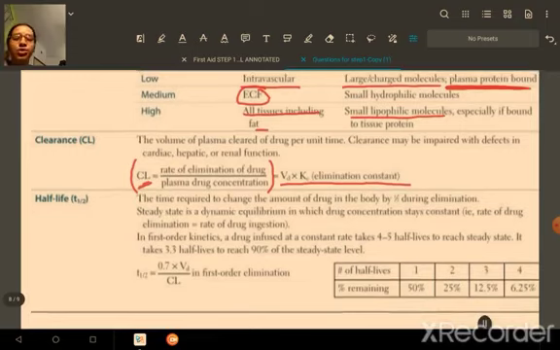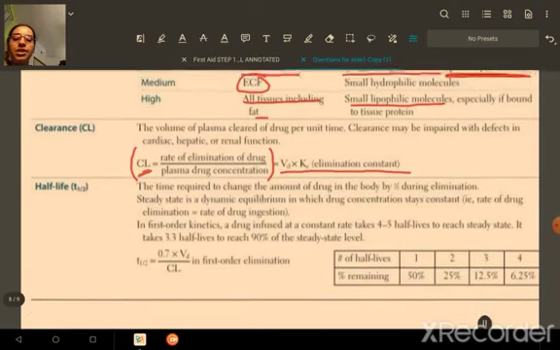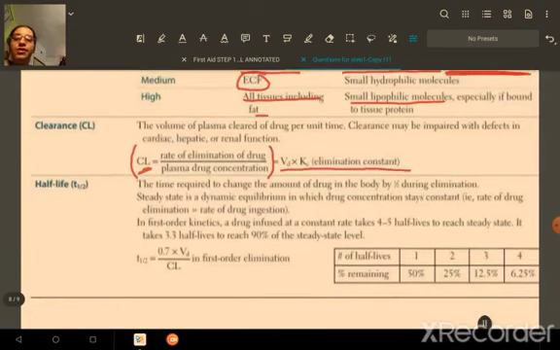When we talk about clearance, that is where the concept of first order kinetics and zero order kinetics comes in. Most of our drugs follow first order kinetics. When we say a drug follows first order kinetics, it means that a constant fraction of drug is being eliminated per unit time. That brings us to half-life: the time required to change the amount of drug in the body by half. Why do we need to take half-life into account in this question? Because in first order kinetics, a constant fraction of drug is being eliminated per unit time.